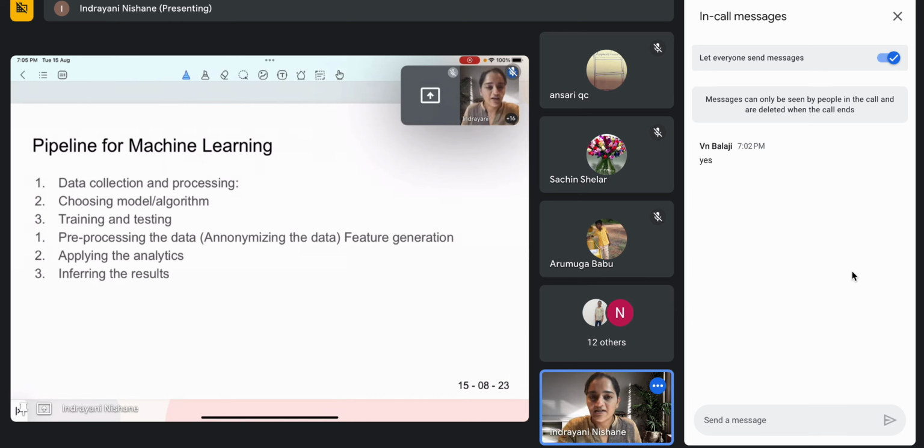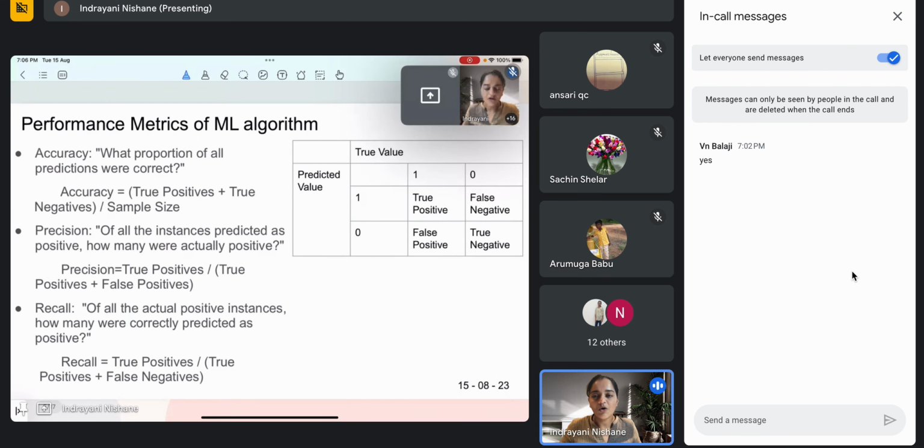Once we have done the training and testing, then we know about the performance of our machine learning algorithm. So how do we measure the performance of machine learning algorithms? There are more than three matrices, but these three will be calculated using this table which I have over here. This is called the confusion matrix.